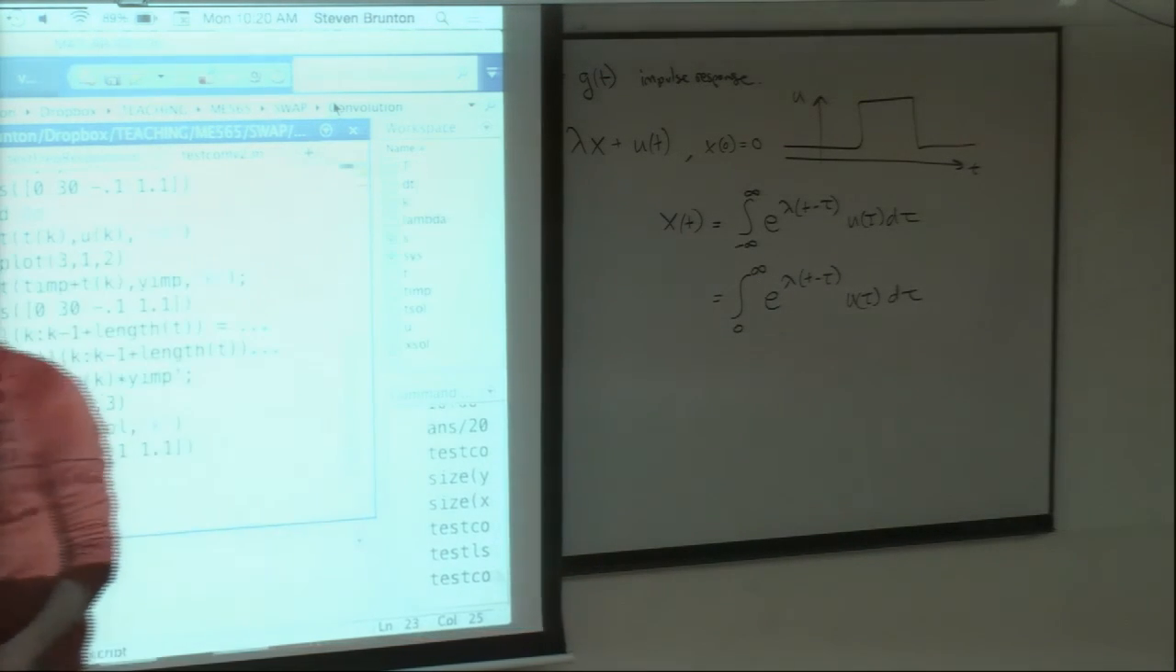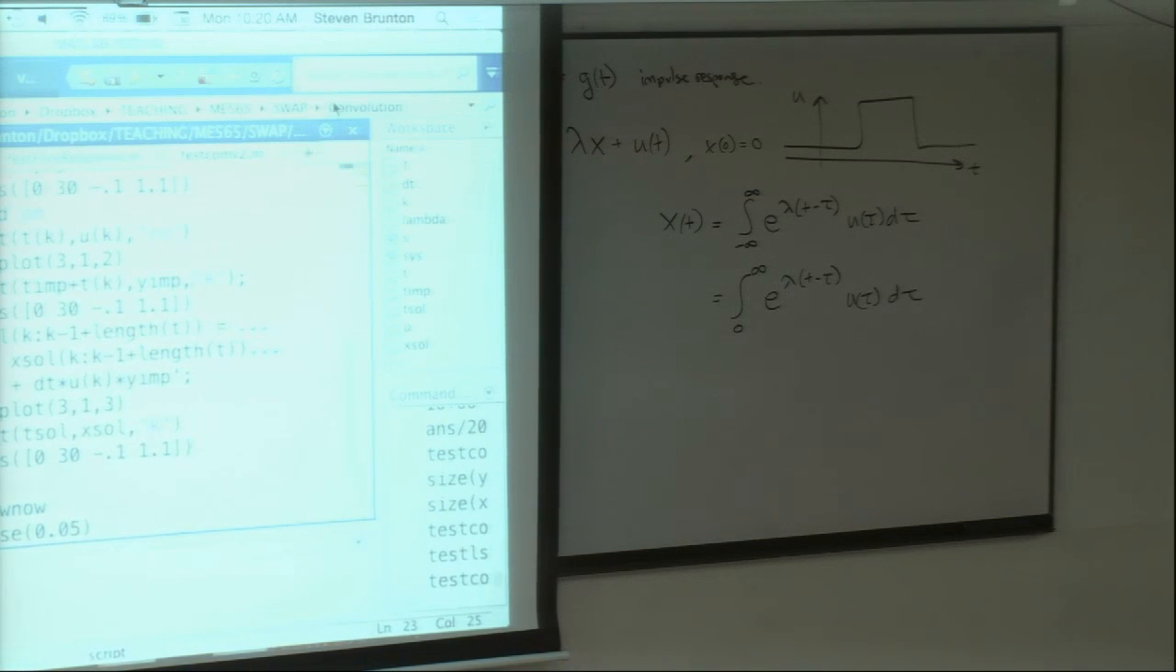And I can give any u I want. That's why the convolution is so powerful. That's why the impulse response is so powerful.